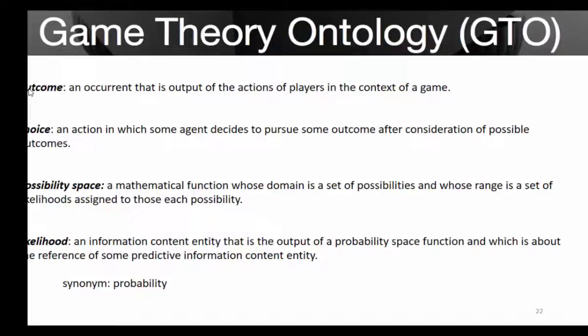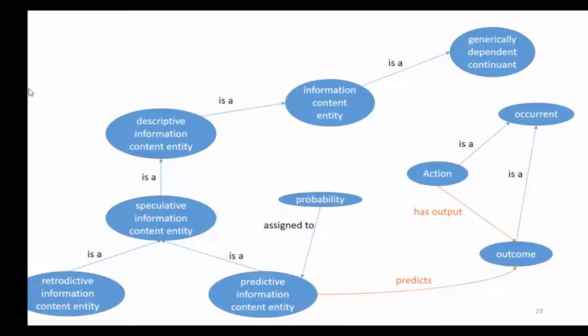Outcomes are going to be occurrents that are the output of an action of a player in the context of a game. Likelihoods are going to be the values that probabilities get assigned. I'm going to move through this quickly because you already have this on your handout. So here's a basic picture. There's a predictive information content entity that gets assigned a probability value that predicts some later outcome, where that outcome is a real event, a real occurrent.